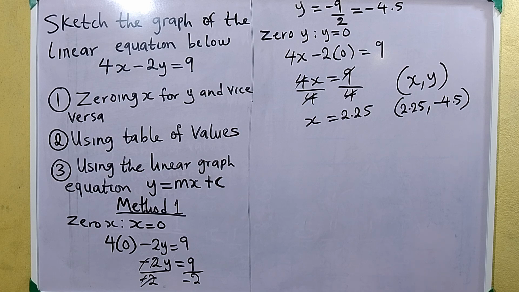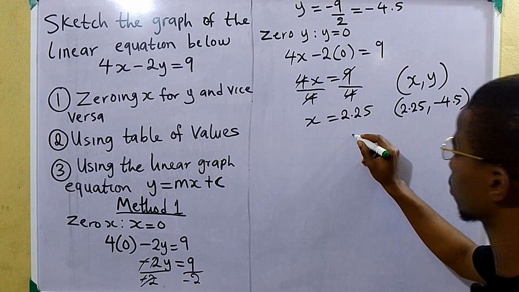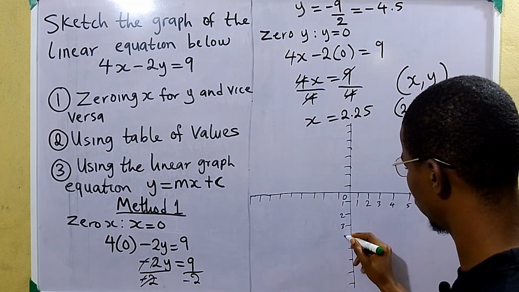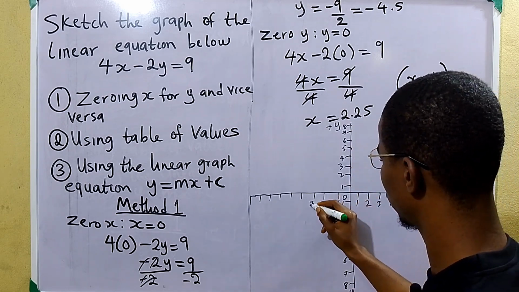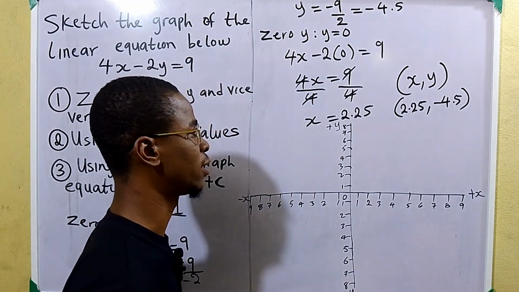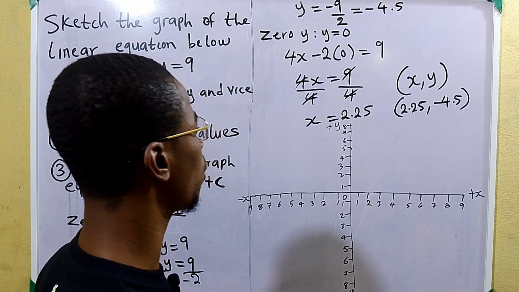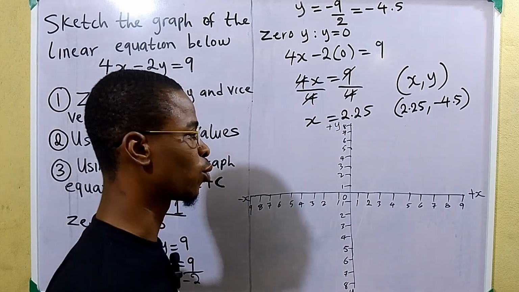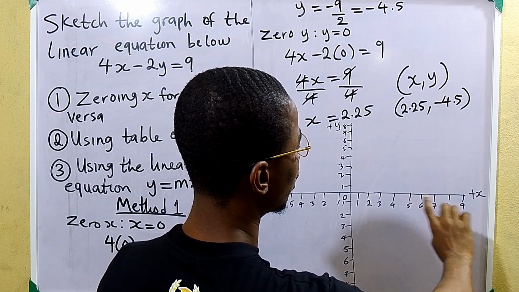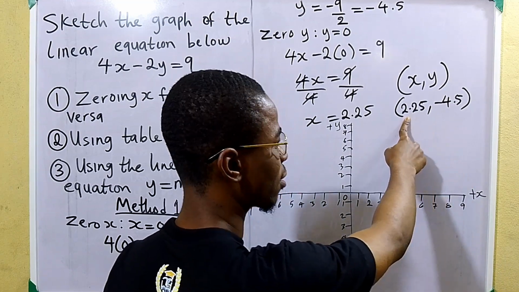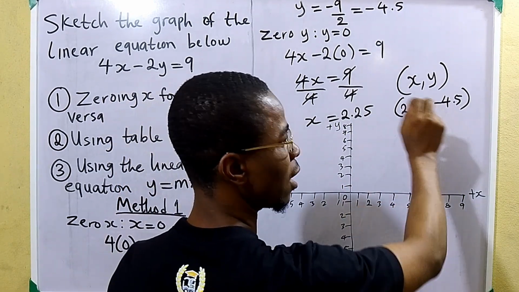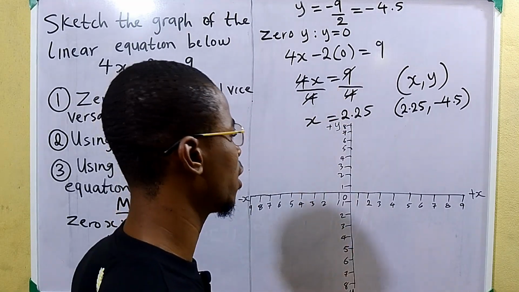So let's draw our Cartesian plane for this. Okay, now we are done with our Cartesian plane. For plotting this graph using method 1, all you have to do is to find along the x-axis the value of x, and then along the y-axis the value of y, and then you pick those 2 points and join them together.